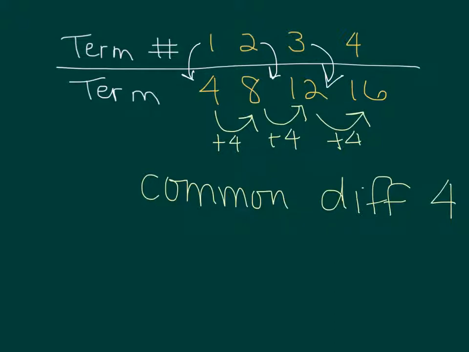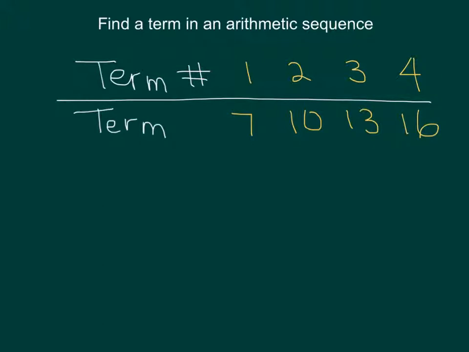So you could write that as an equation as t, the term, equals 4 times the number of the term. You can also use this method when we are trying to find a term in an arithmetic sequence. You first have to create an equation, so you have to find the difference between the numbers and their terms, and then from there you can create an equation.